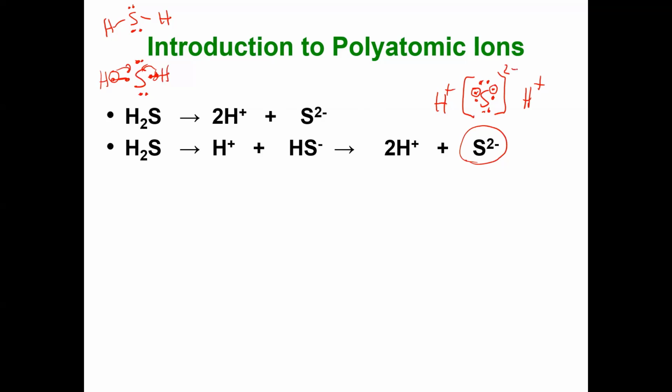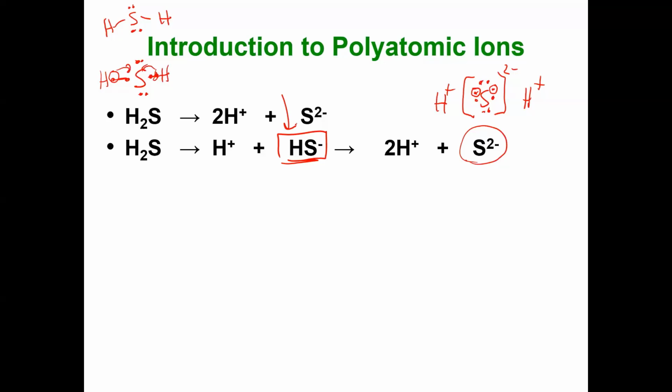But there's an intermediate. At one point, you just have that. So what is that? Well, it's not the sulfide ion, and it's not hydrosulfuric acid. So when I look at this intermediate species, one of the things you notice right off the bat is it's got a charge. So if it has a charge, it cannot be considered a neutral compound.